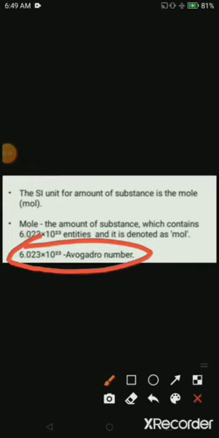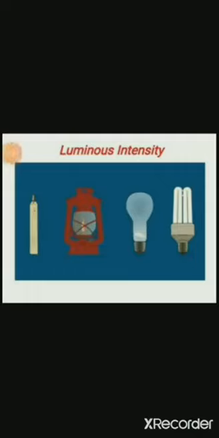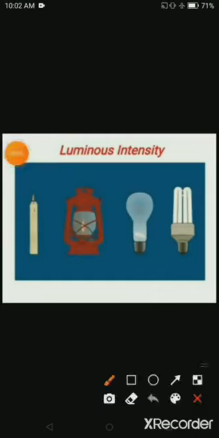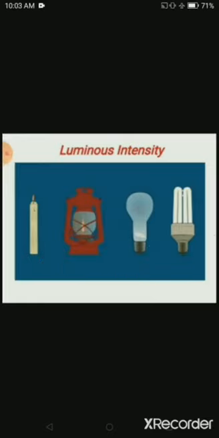The number 6.023 × 10^23 is also known as the Avogadro number. Next one, luminous intensity. See this picture. First one, candle. Second one, lantern. Third one, light. And fourth one, LED. All of you know, in day-to-day life, this light source is very important.